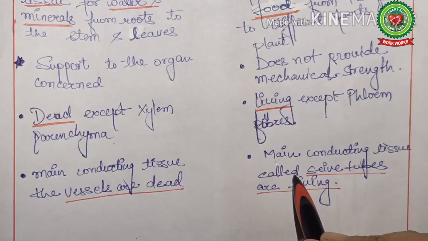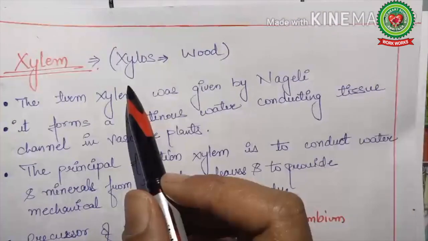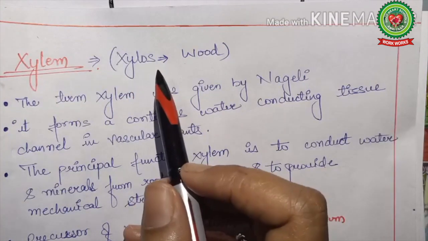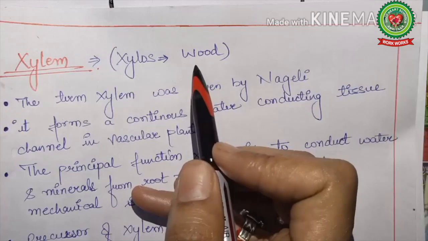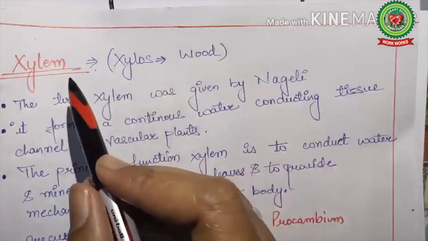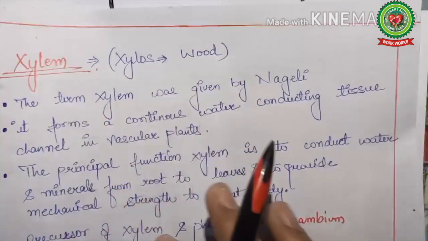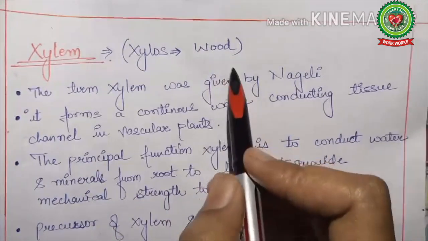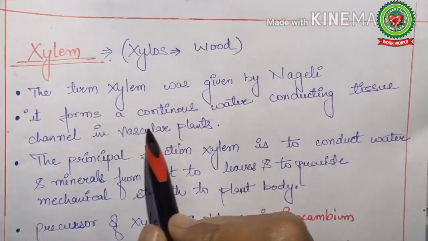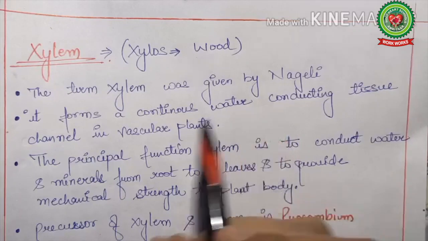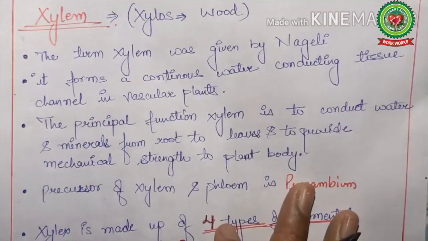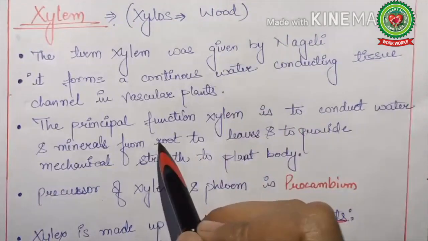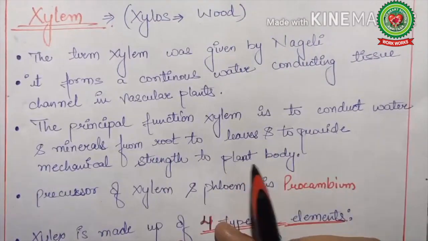Now we will discuss xylem tissues and its various components in detail. The word xylem comes from the word xylose, which means wood. So if we are talking about wood, it means that we are talking about xylem only. The term xylem was given by a scientist called Nageli. It forms a continuous water conducting tissue channel in vascular plants. The principal function, as we all know now, is to conduct water and provide mechanical strength to the plant.